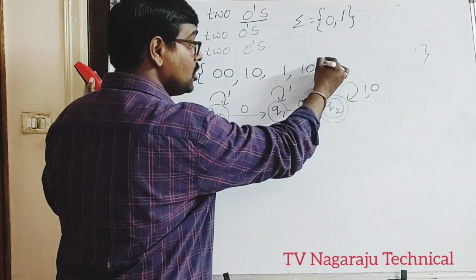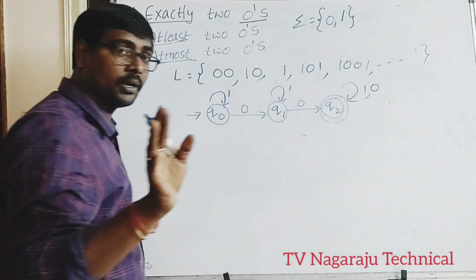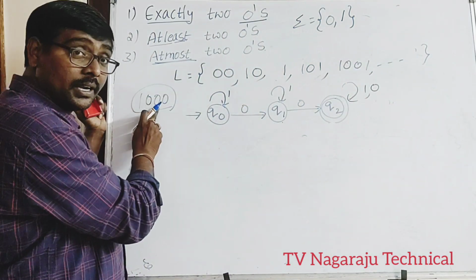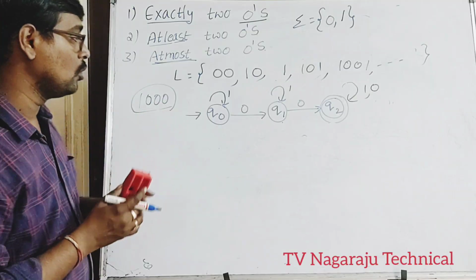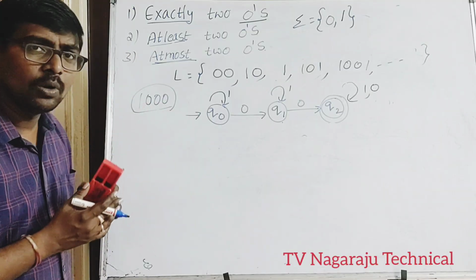Single one is also accepted. For example, 1, 0, 1. This is accepted. 1, 0, 0, 1. This is accepted. You got it? Suppose 1, 0, 0, 0. Such a type of string consists of three zeros. Such types of strings are not accepted. Now, how to draw this one?